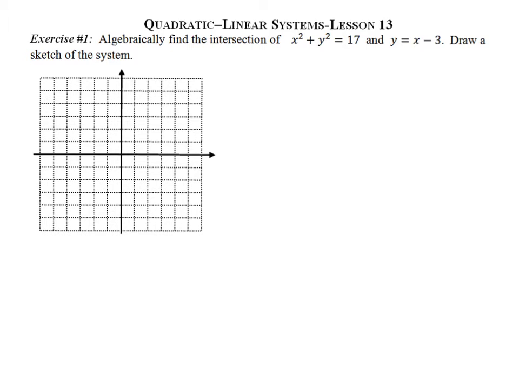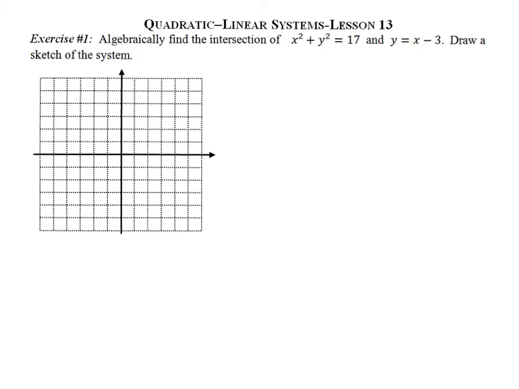Today we're going to look at quadratic linear systems of equations. So starting with the first exercise, we want to algebraically find the intersection of x squared plus y squared equals 17 and y equals x minus 3. After we find those intersections, we will then draw a sketch of the system.